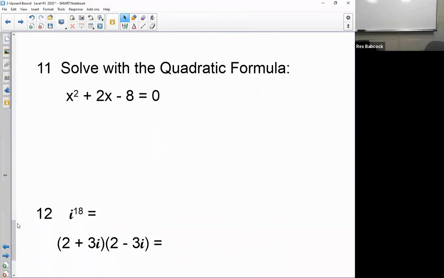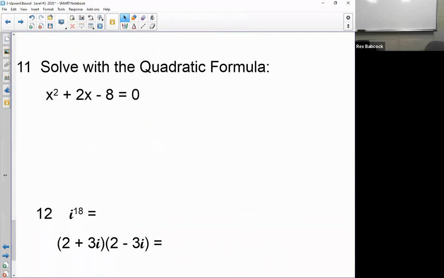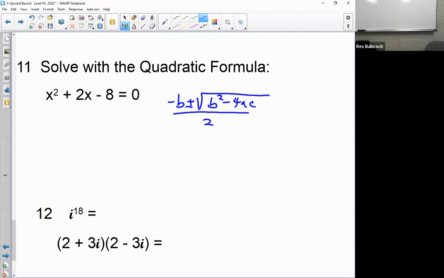Number 11, solve using the quadratic formula. Hope you have it down now. It's the opposite of b, plus or minus the square root of b squared minus 4ac all over 2a. It's quadratic because if I factored it, there'd be 4 terms, but the square term gives it away. Well, I have my a, b, and c, so I'm going to go ahead and solve the equation.